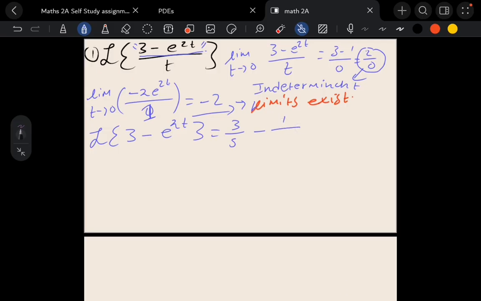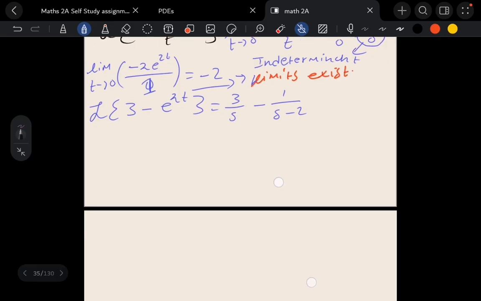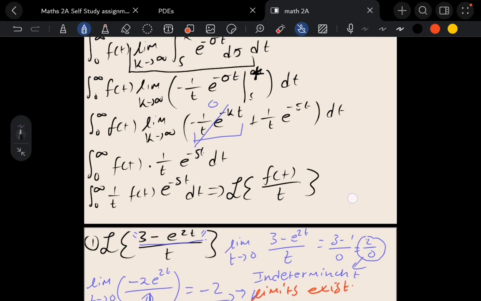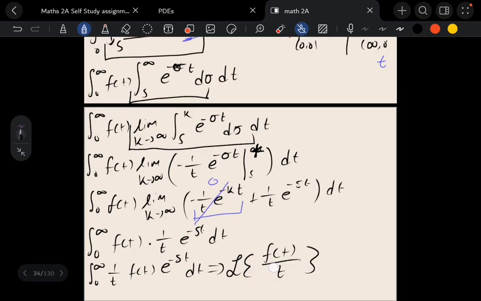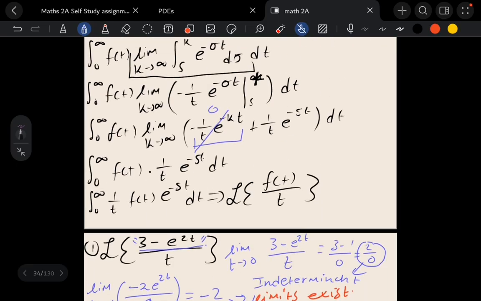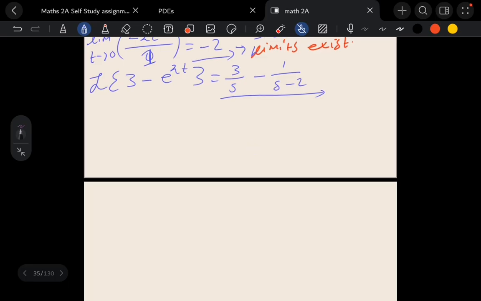That is just 1 over s minus 2. You think that you are done. No, you are not done, because what we have done, we are only here in the problem. We need to now go to the third theorem.